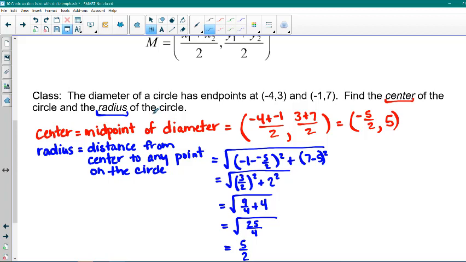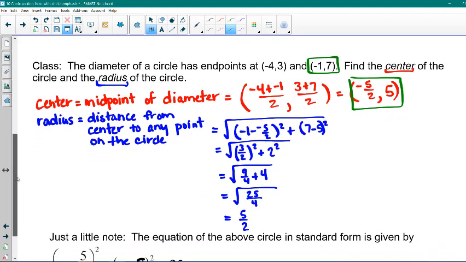The radius of a circle is the distance from the center to any point on the outside of the circle. So we find the distance between -5/2, 5, and either one of these 2 points. The point that I chose was the point -1, 7. So employing the distance formula, we have the square root of x minus x, so -1 minus -5/2, squared, plus y minus y, 7 minus 5 squared. We work this out and we see that we get the result 5/2. So the radius of the circle is 5/2.